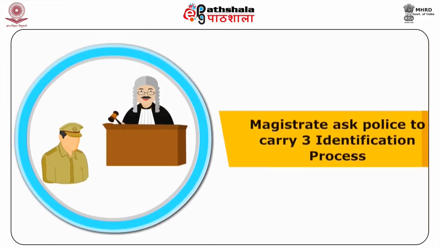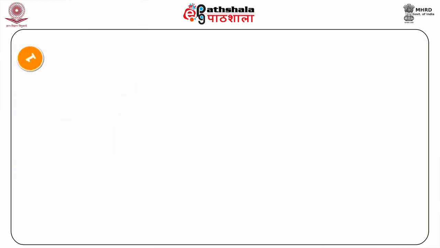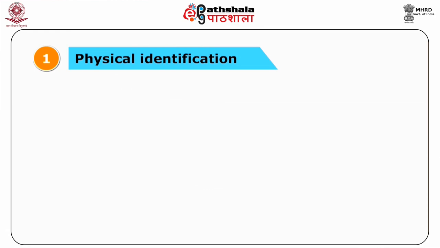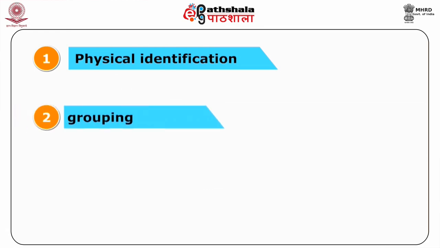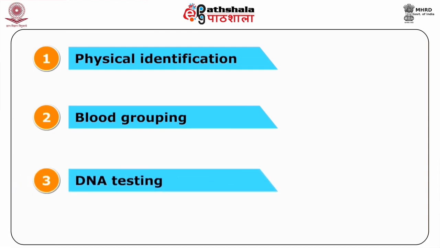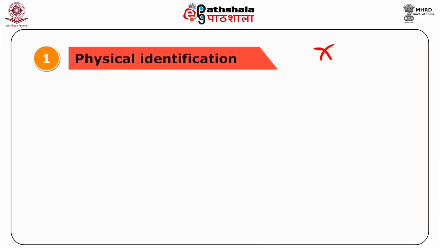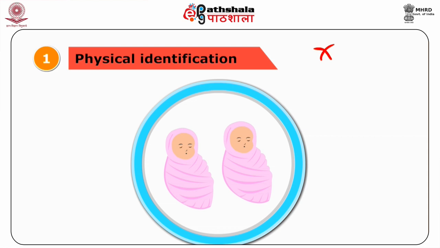The magistrate asked the police officials to carry out the following identification process. First is physical identification, second, blood grouping, and third is DNA testing. The first step was not sufficient because the child was of 2 days and babies of that age generally have similar appearances and hardly anything can be inferred.